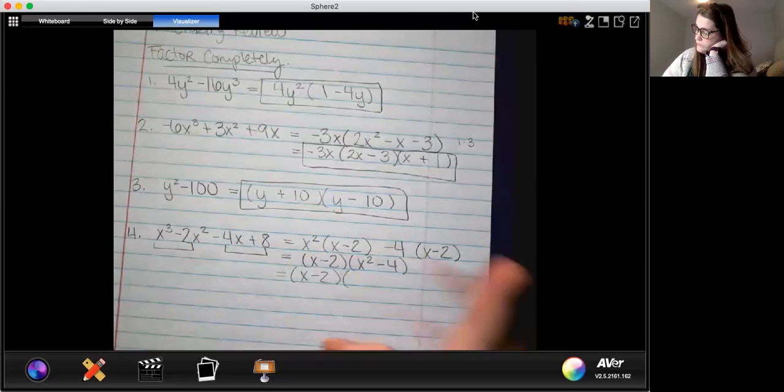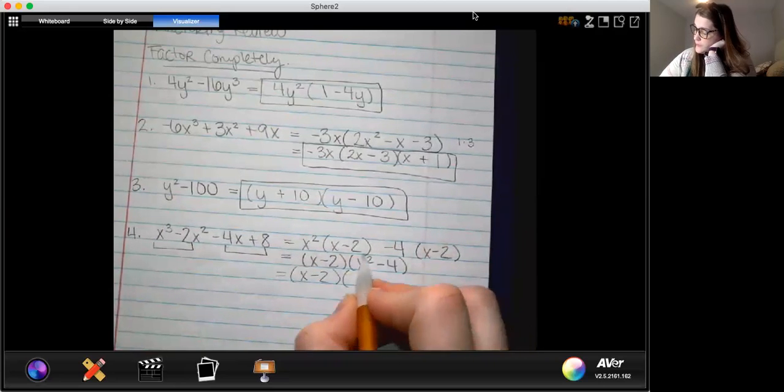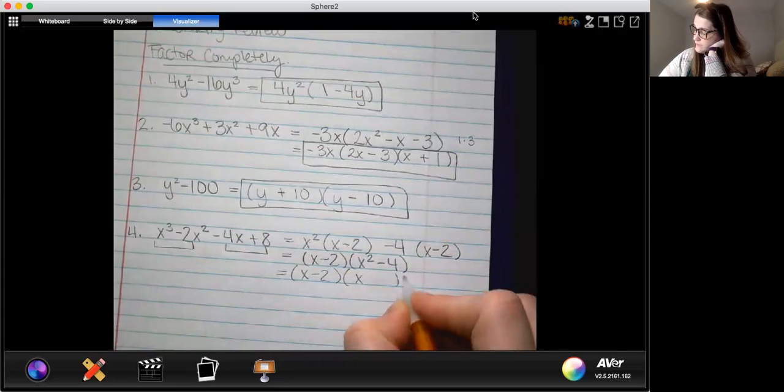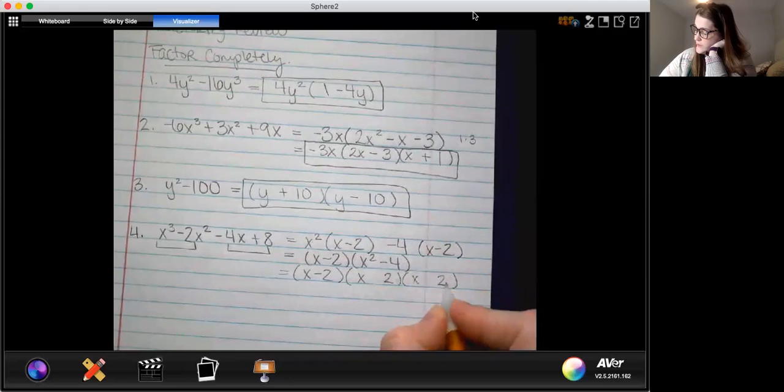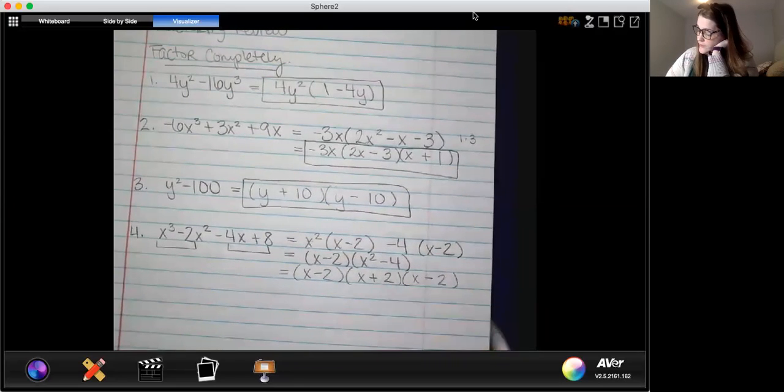So difference of squares, square root of the first term is x. Square root of the second term is 2. We need a positive version and a negative version.